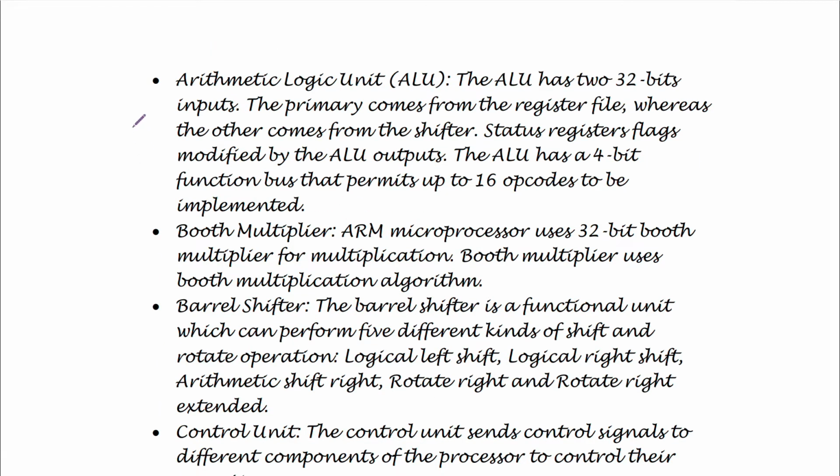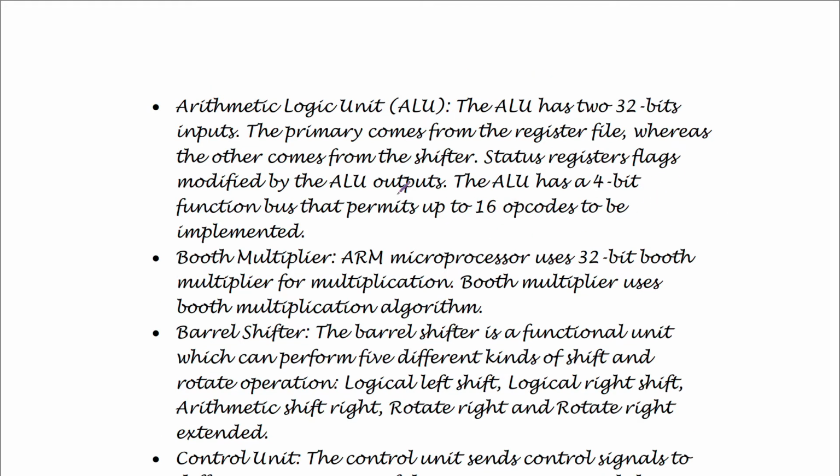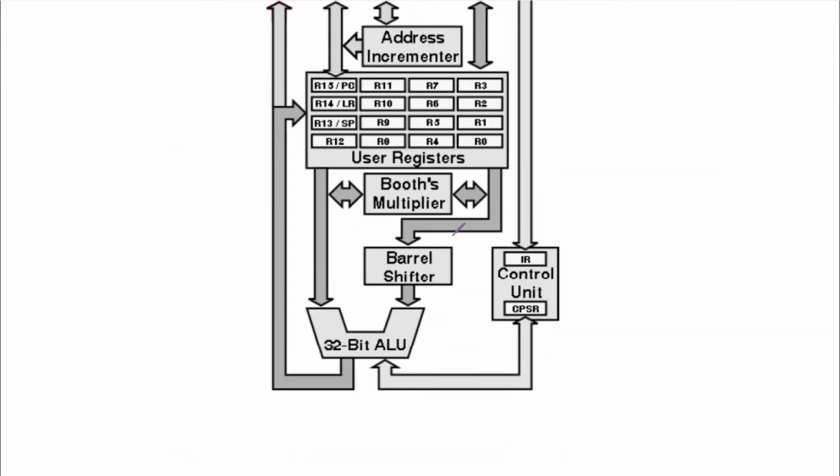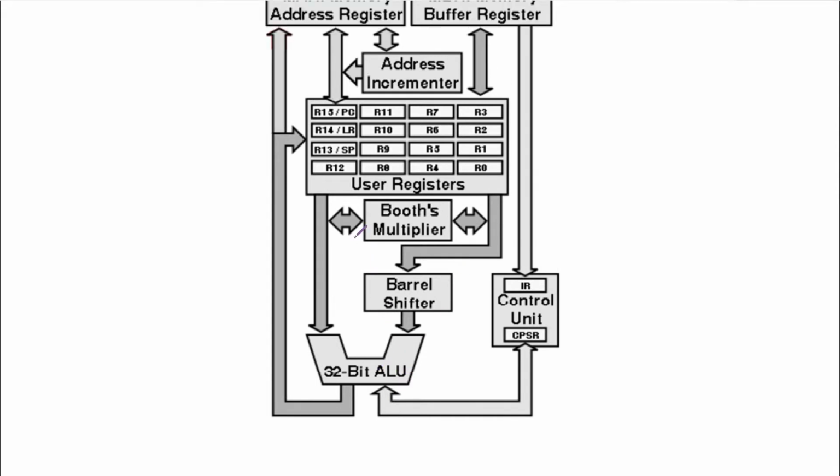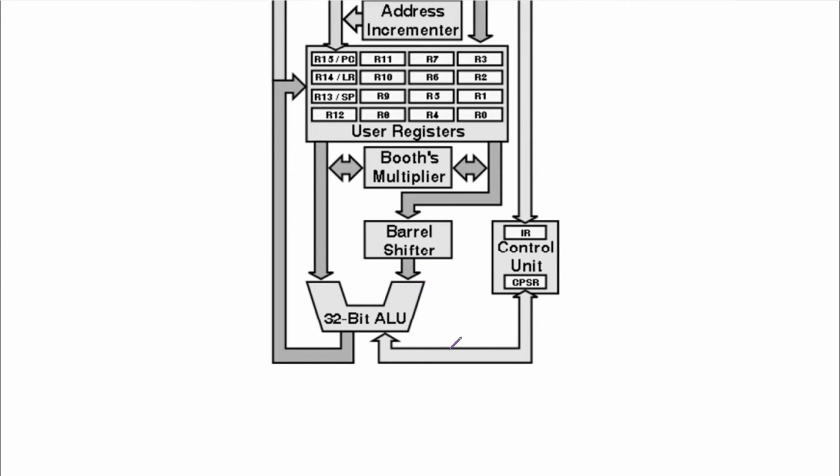So first we are going to discuss the ALU, that is the arithmetic logic unit. The ALU has two 32-bit inputs. The primary comes from the register file, whereas the other comes from the shifter. So you can see here the ALU. One of the inputs comes from the register file, while the other input comes from the barrel shifter. We'll discuss this in a while.